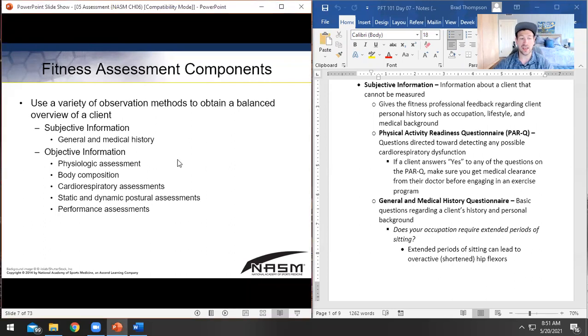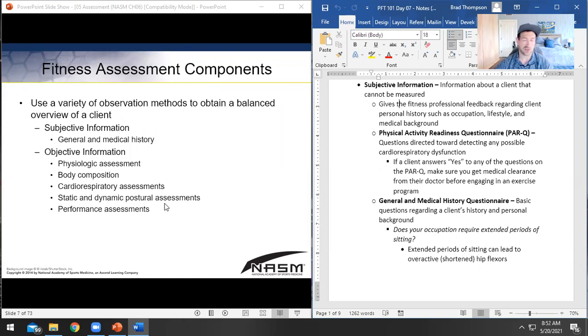So looking at our objective information, we've got a couple different categories of that as well. That's going to be things like your physiologic assessments, your body composition assessments, cardiorespiratory assessments, postural assessments, and performance assessments. These are all things that have numbers attached to them. Physiologic assessments are things like heart rate. Body composition are assessments like body fat percentage or scale weight. Cardiorespiratory assessments are how well the heart performs under a specific amount of stress.